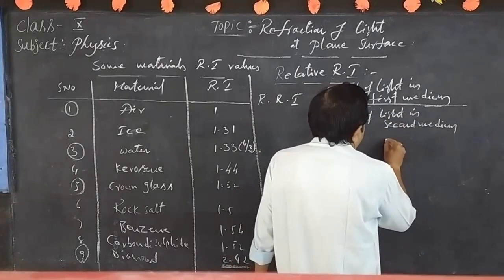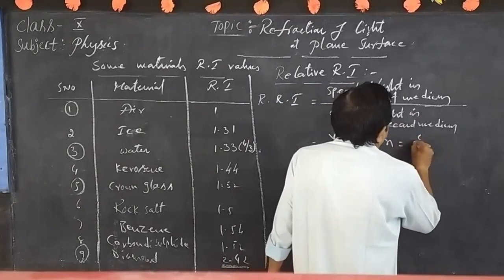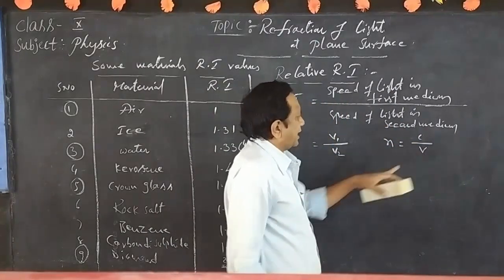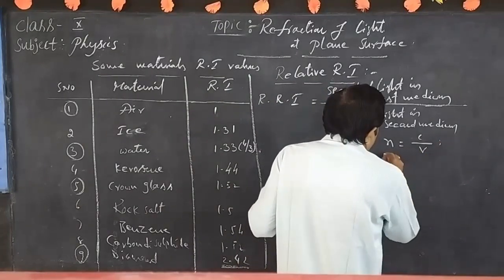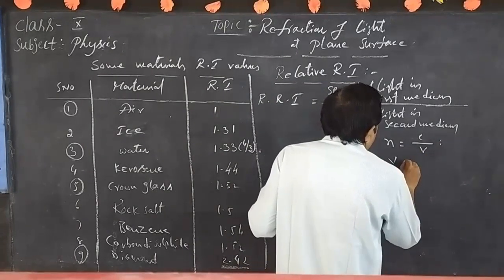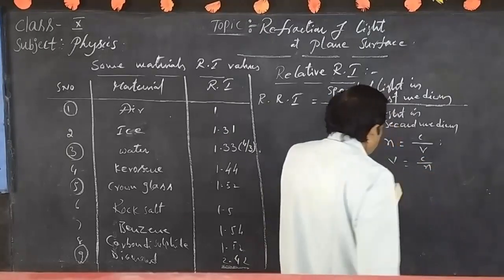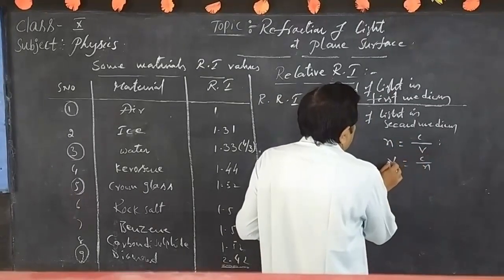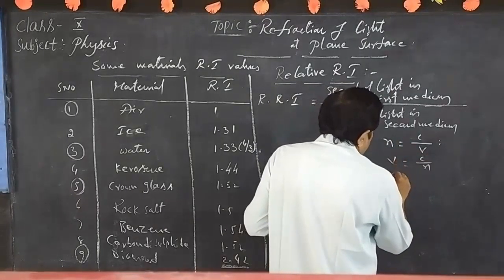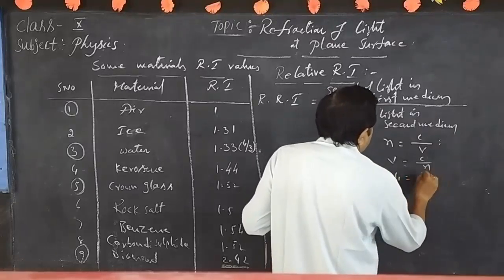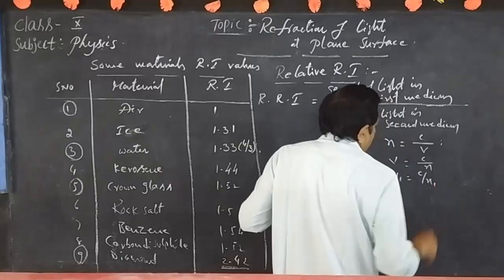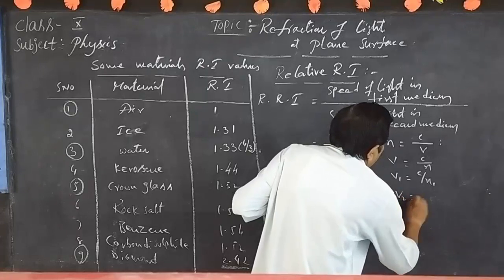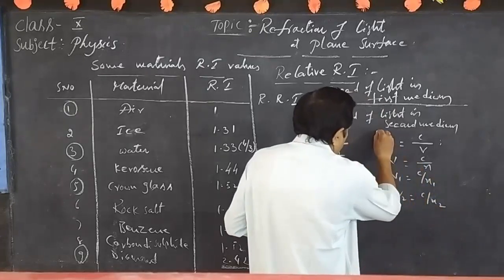Here I consider the refractive index formula. Refractive index N is equal to C by V. N is equal to C by V. So to make V the subject, what do you get in this equation? V is equal to C by N. Where the C value is constant, and here two values V1 and V2 are to be considered. For the first medium, the velocity is taken as V1, so V1 is equal to C by N1. Similarly, V2 is equal to C by N2. So remember this.